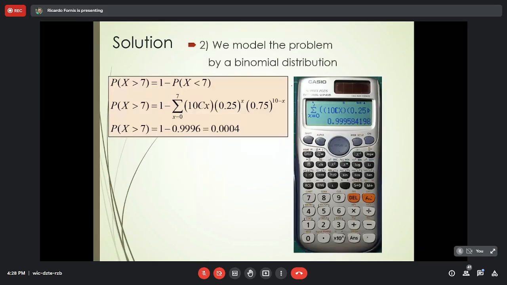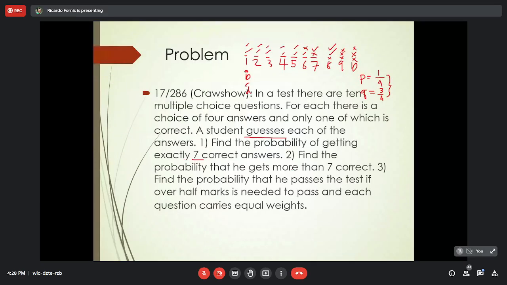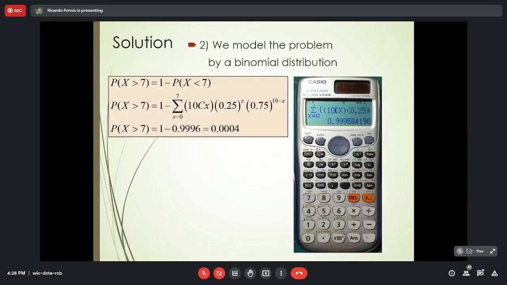Now, the second is greater than 7. When you say greater than 7, you answer it in this manner. The question is to find the probability that he gets more than 7. More than 7 meaning 8, 9, and 10. No? 8, 9, and 10.